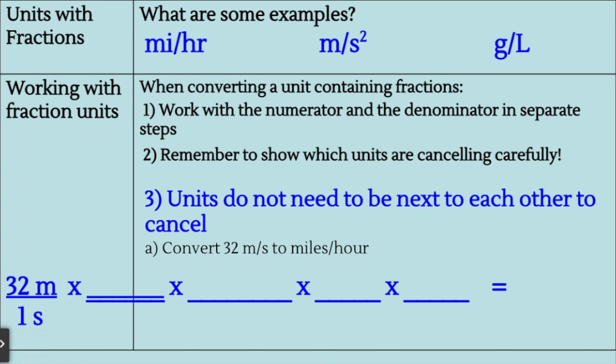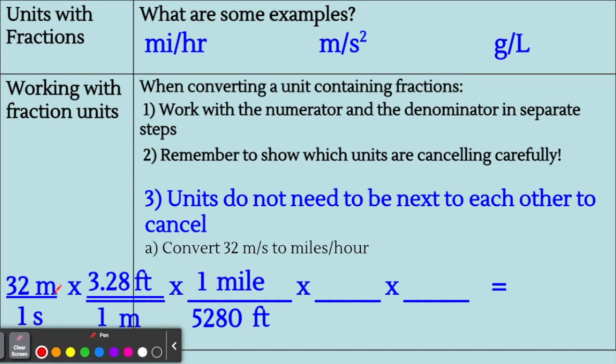So the first thing that I have to do is write my first ratio. And first, I'm going to go from meters and convert it into feet. I know that 1 meter is equivalent to 3.28 feet. So I'll write that in my conversion. Next, I'm going to go from feet to miles. And I know that 5,280 feet are equivalent to 1 mile.